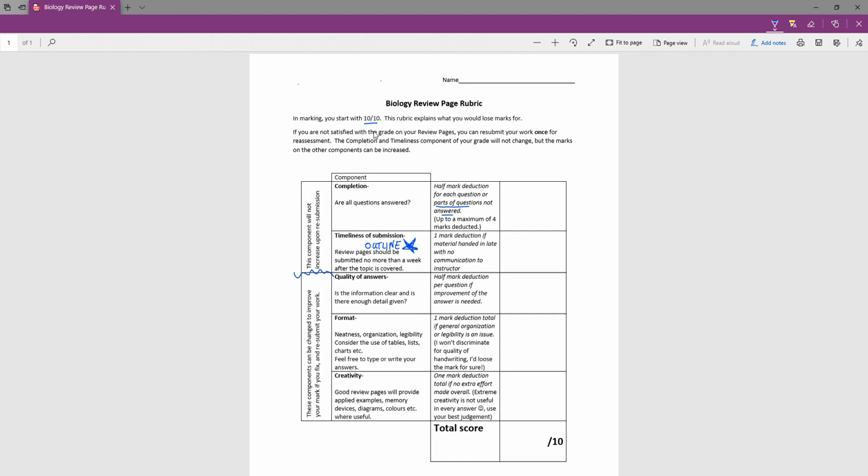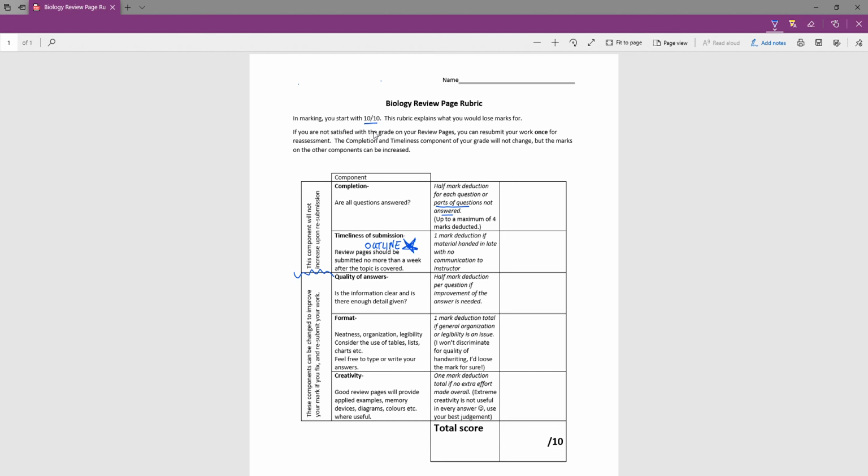Next is format: neatness, organization, legibility. You don't have to write out whole paragraphs. You don't have to type your answers. You can write them, but sometimes it's easier to organize your work into tables or lists or bullet points, that sort of thing. I'm not marking your handwriting. If I was, I would definitely lose this mark. So we're just talking about general organization and legibility. Have you really put some thought into how you're relating this information? And I would definitely not advise full paragraphs for each of your answers.